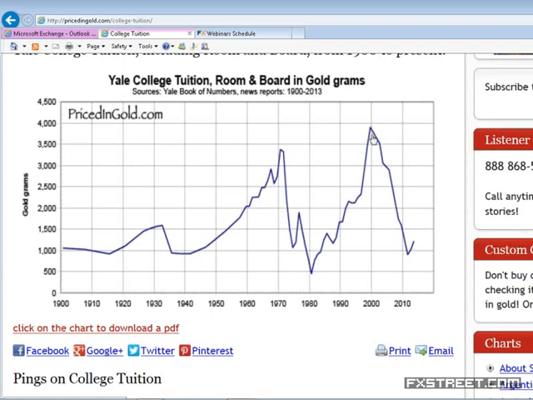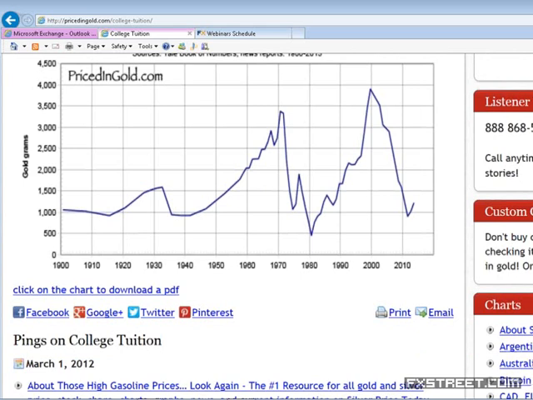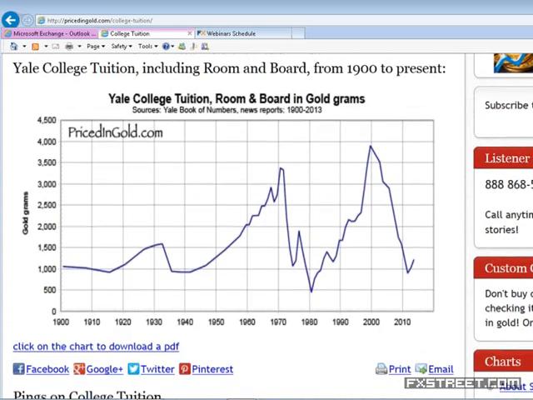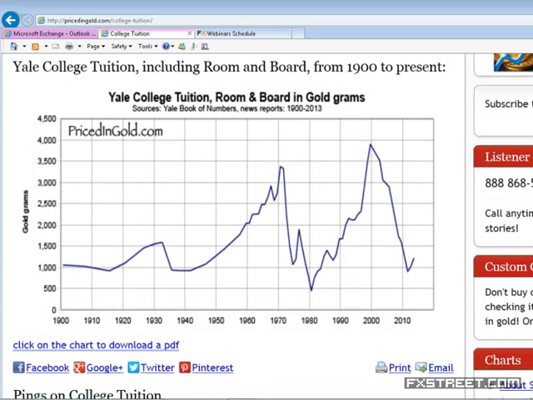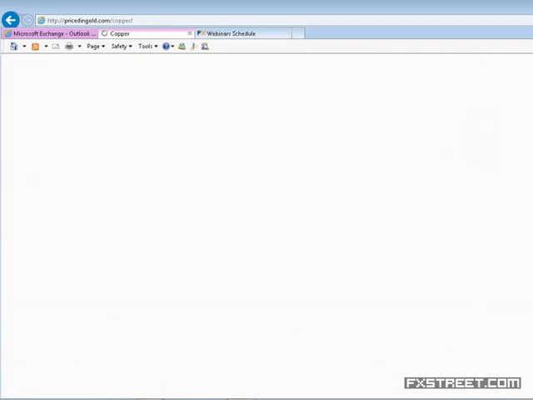But look what's happened to college tuition since 2000, or the last 12 and a half years. We've seen it collapse all the way from 4,000 back down to 1,000, a little over 1,000 grams of gold. That is a totally different perceived value or perspective of what you probably have about the cost of college tuition, room, and board, priced in grams of gold, using gold again as our denominator. Matter of fact, I've got a couple of kids that just got out of college, and that was extremely interesting for me.